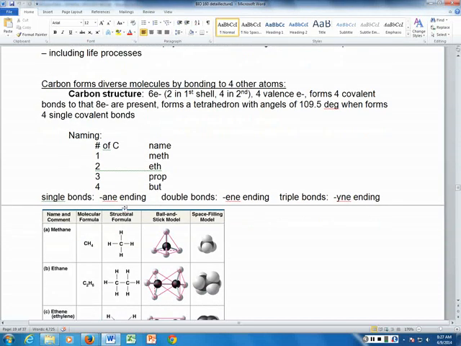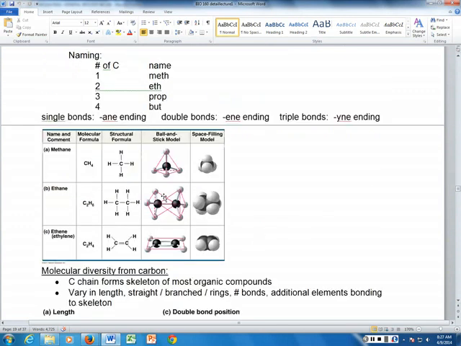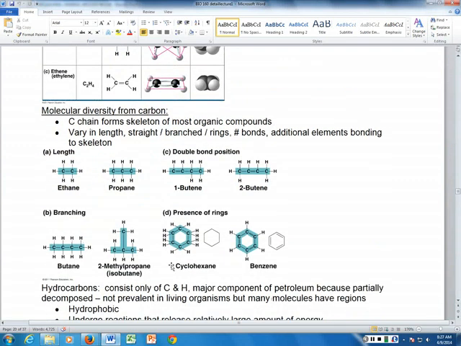The ending, ANE, tells you that it's got single bonds. ENE tells you it's got double bonds. YNE tells you it's got triple bonds. So it's really easy to use, and you're going to want to know those. These are some examples. If it becomes round, a lot of times you'll call it cyclo something.